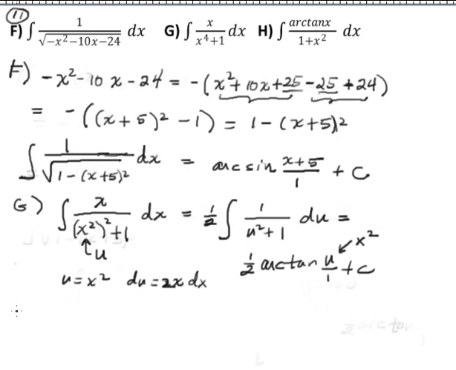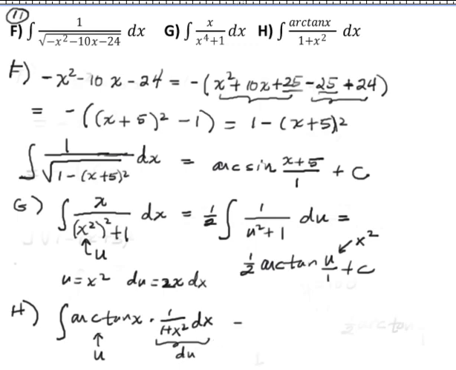All right. And finally, let's do h. Okay, here I'll rewrite this a little bit. I'll write this as arctan x times 1 over 1 plus x squared dx. So we recognize that the derivative of arctan x is right here, 1 over 1 plus x squared. So we'll put u equal to arctan x, and all this is du. So this integral is simply u du.